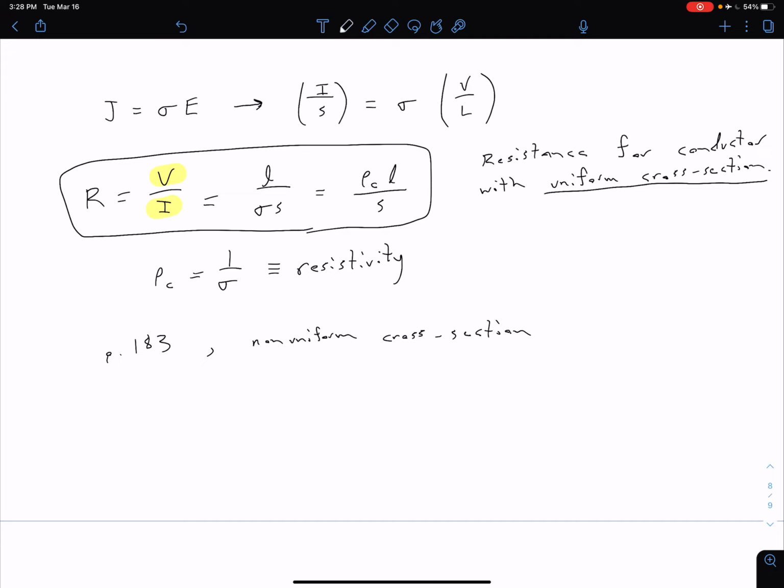Also on page 183, it covers from those more complicated forms Joule's law, which is how we get our more familiar power equation, P equals IV. That's not something we're going to be dealing with, but if it's something that's interesting to you, then definitely go check out page 183.